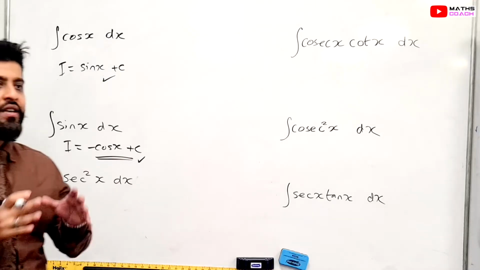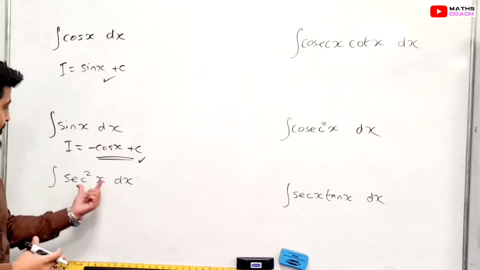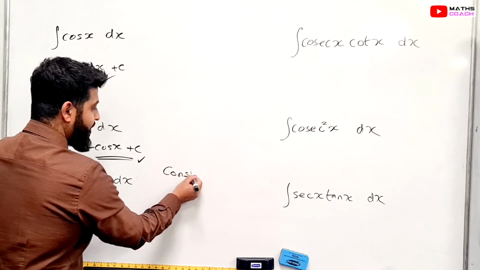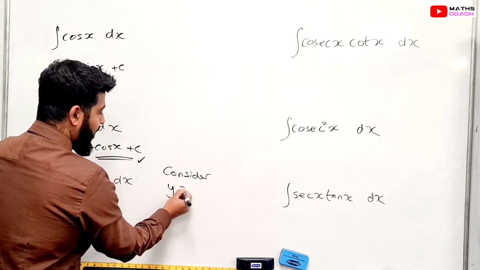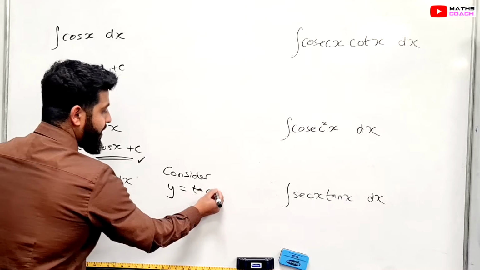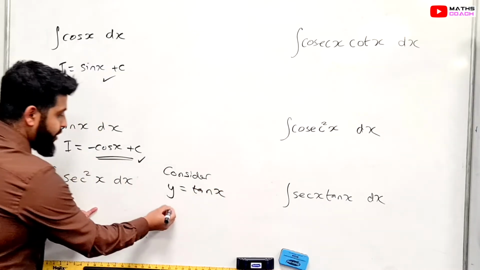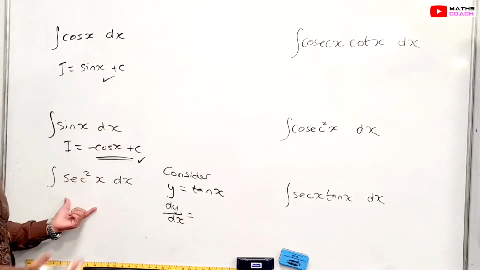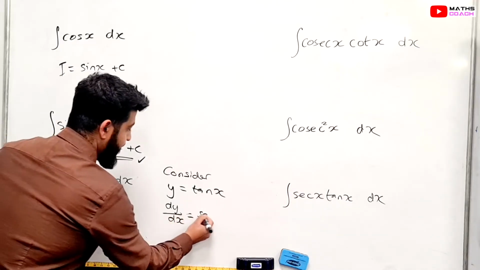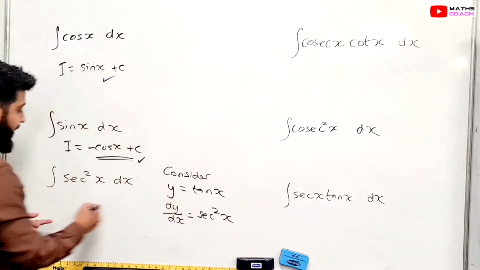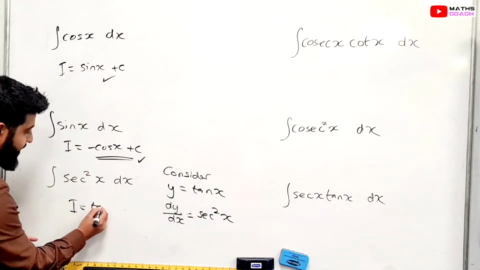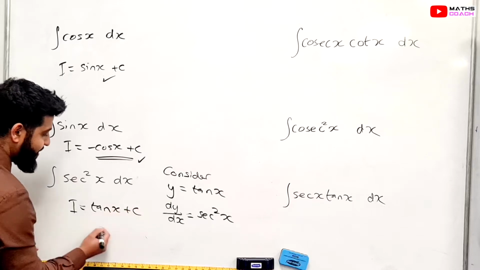So sec squared x, what does sec squared x differentiate from? What are you going to consider? Tan, did you say? Yeah. So consider y is equal to tan x. So when you do the dy over dx of tan x, what do you get? Sec squared x. So therefore, what's the integration of sec squared x? It's going to be tan x plus c.